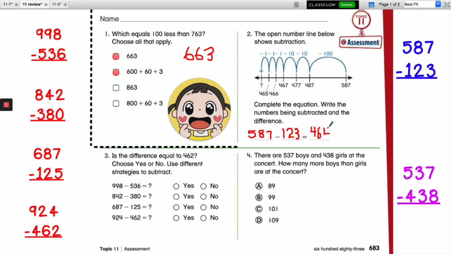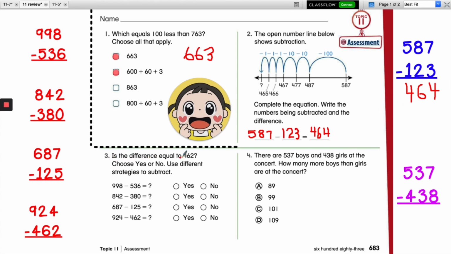I can double check my answer by rewriting it and stacking it. 7 minus 3 equals 4. 8 minus 2 equals 6. 5 minus 1 equals 4. Do our numbers match up? Yes? Yay!